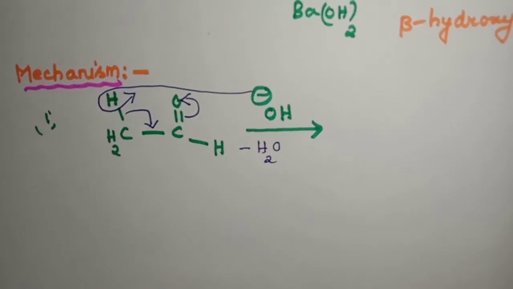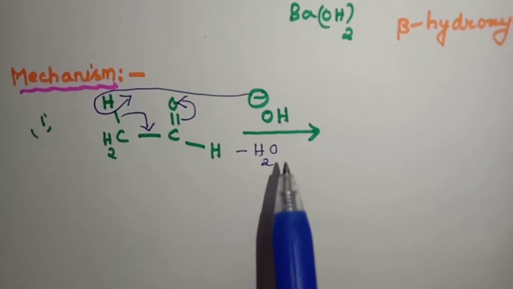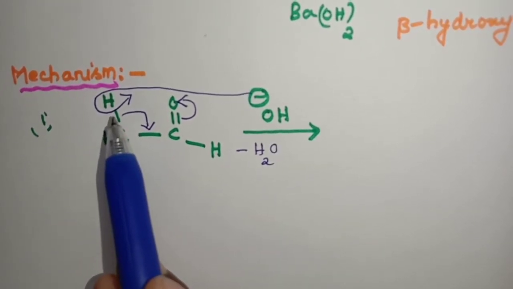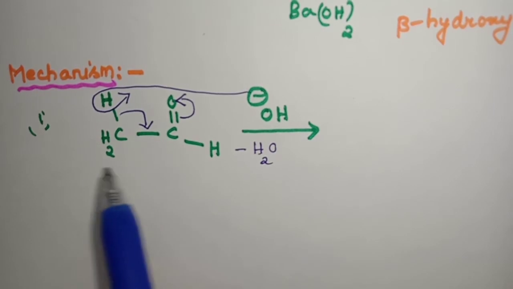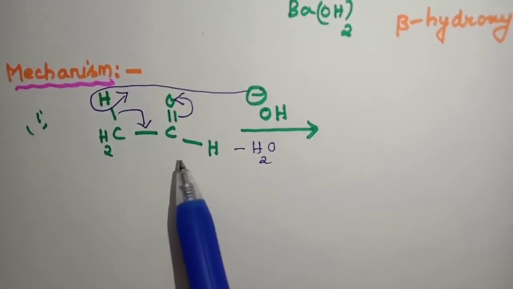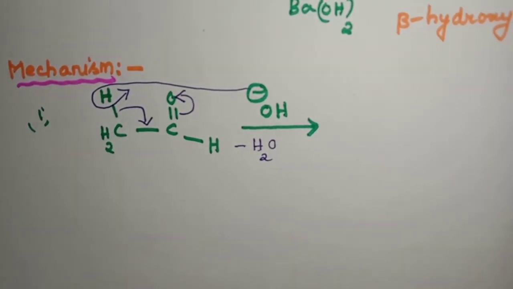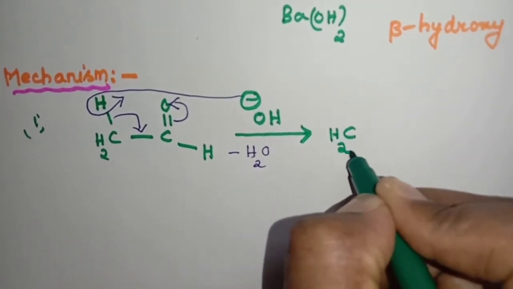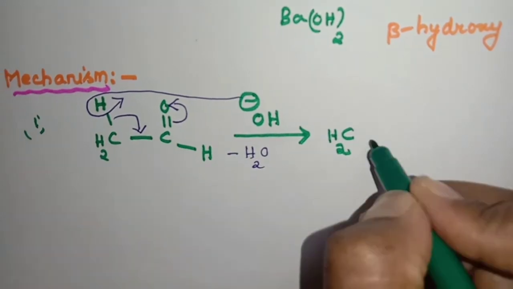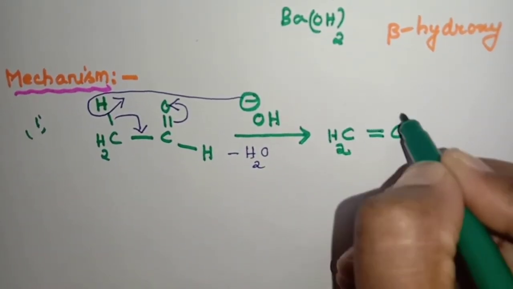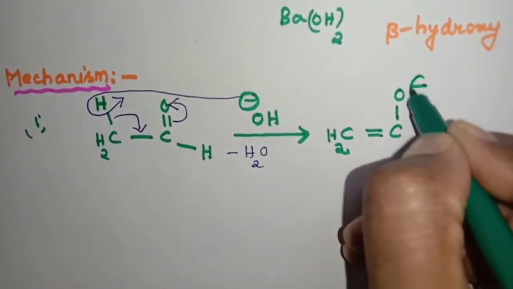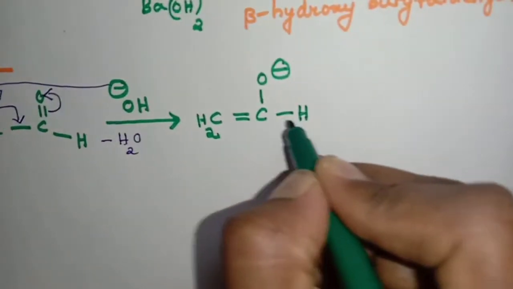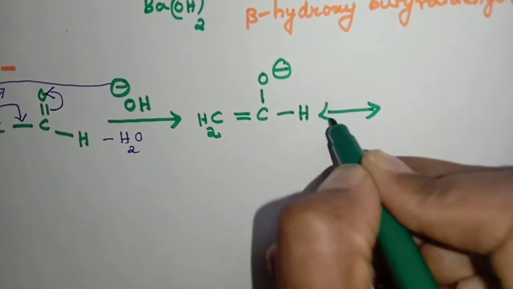So the hydroxide ion, OH minus from the base, removes the alpha hydrogen from one of the acetaldehyde molecules and creates CH2 double bond C, O minus, H. It immediately rearranges like this.